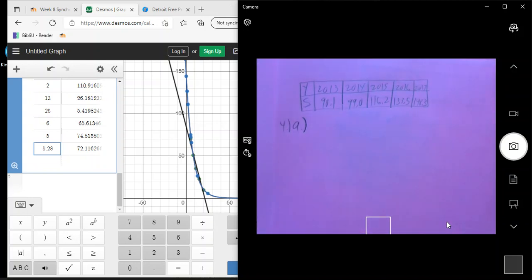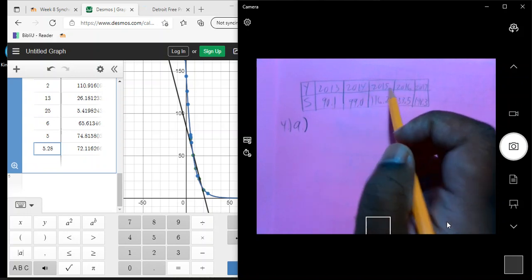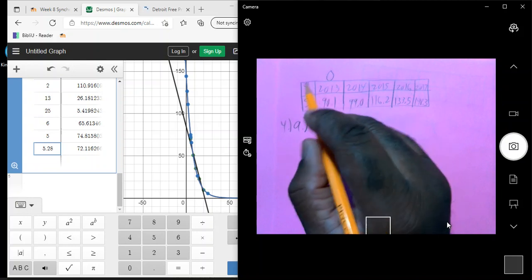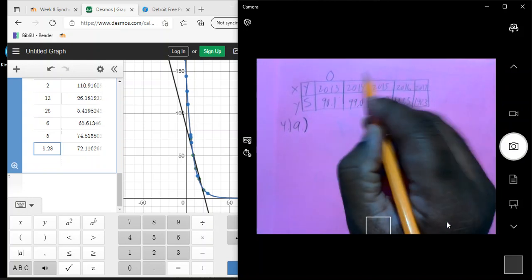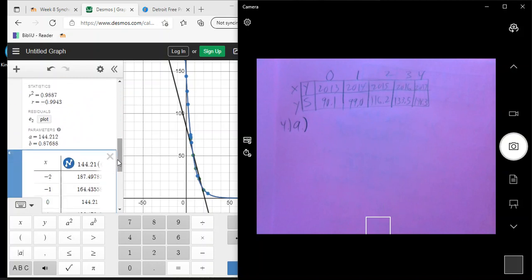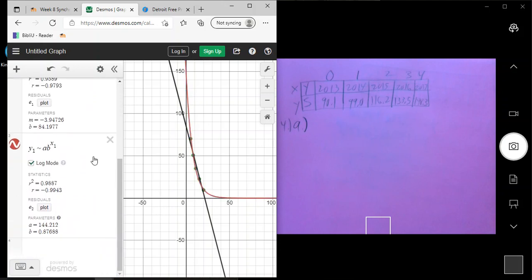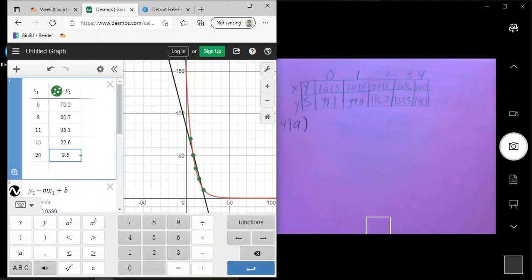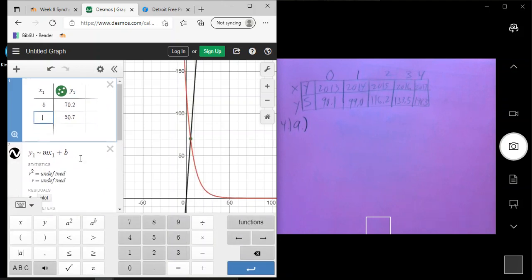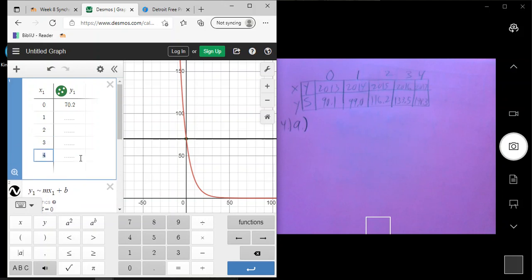So 4A, it says use your graphing calculator to determine an exponential regression model for the data in the table. Let the independent variable x represent the number of years since 2013. So the first thing we need to do is reflect this as years since 2013. So this would be 0, and this is really our x and our y value. This would be 0, 1, 2, 3, and then 4. If we just want to utilize what we already made, we could go right up here and just change these numbers, and then the regression model will automatically update.